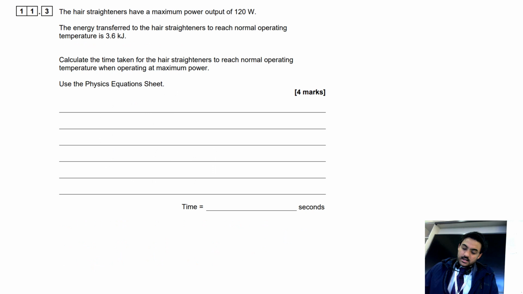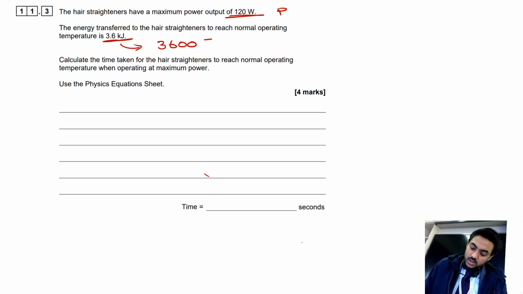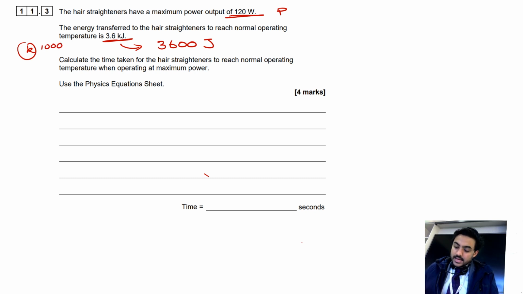Okay, next question. The hair straighteners have a maximum power output of 120 watts. That's my power. The energy transferred to the hair straighteners to reach normal operating temperature is 3.6 kilojoules. Kilojoules I will automatically convert to 3,600 joules because kilo is 1,000. Okay. Calculate the time taken for the hair straighteners to reach the normal operating temperature when operating at maximum power.